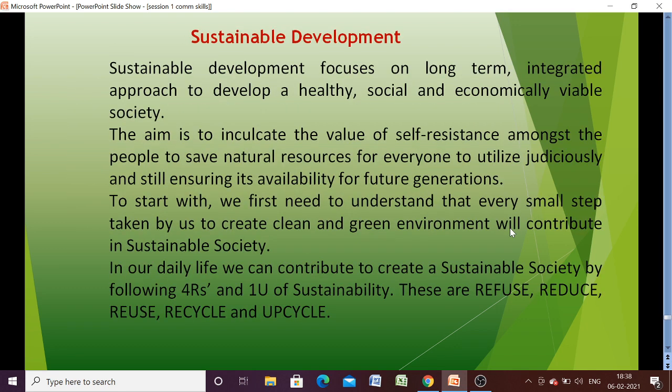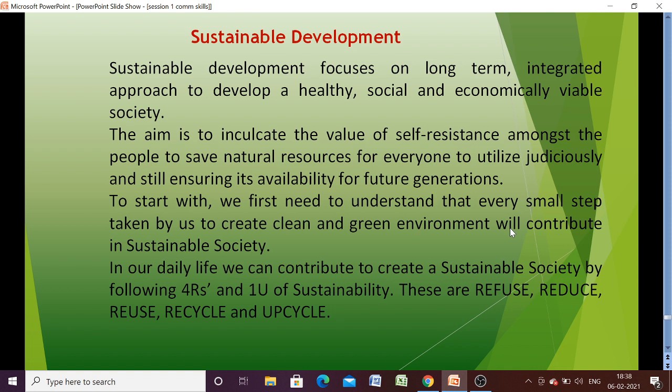The very important topic is sustainable development. What is sustainable development? When we are talking about sustainable development, it focuses on a long-term integrated approach to develop a healthy social and economically viable society. So it is all about this one. This is the development that meets the need of the present world without depletion of natural resources, and saving and protecting the potential of resources for future generations.